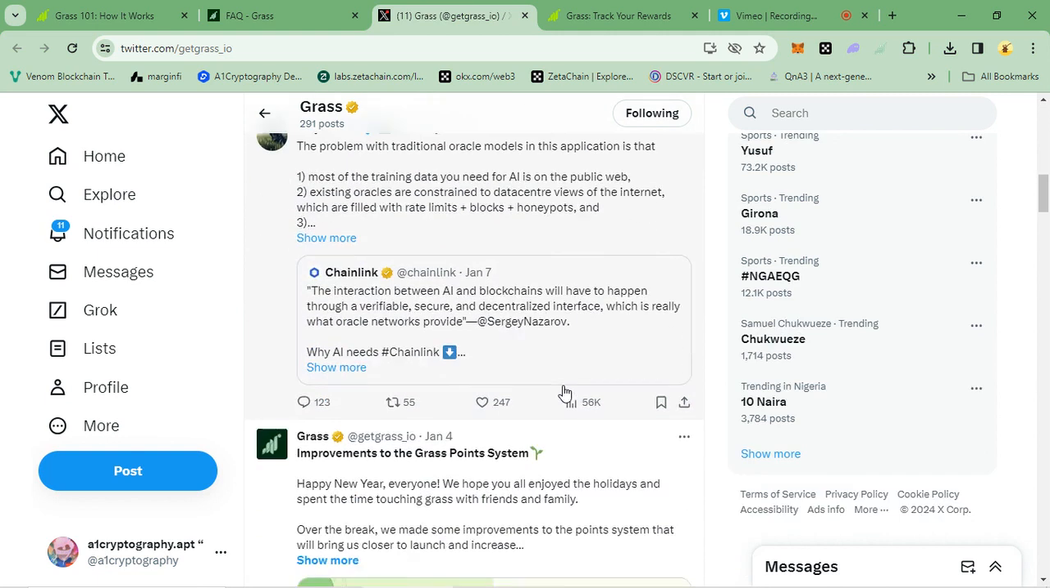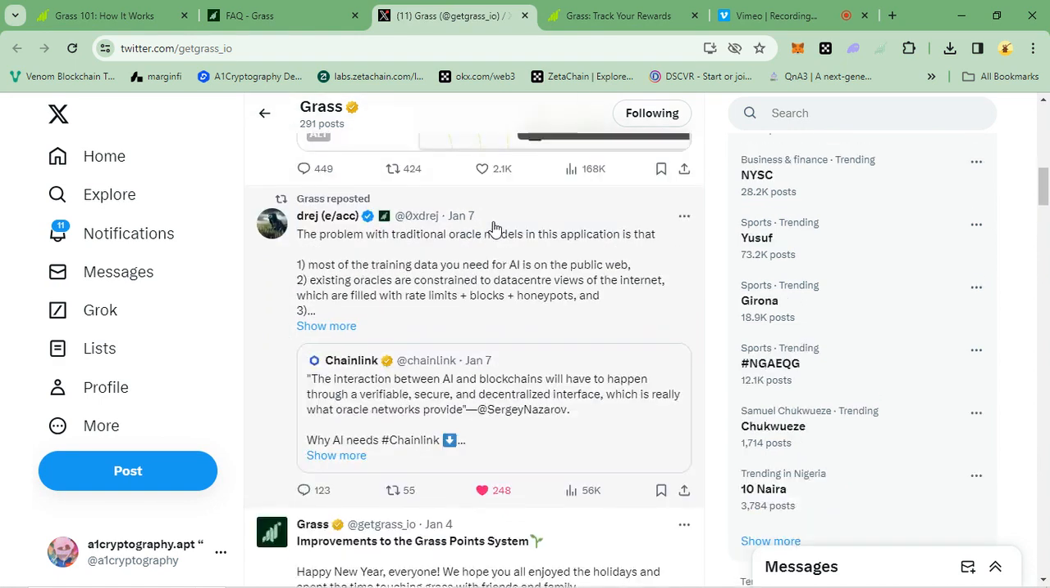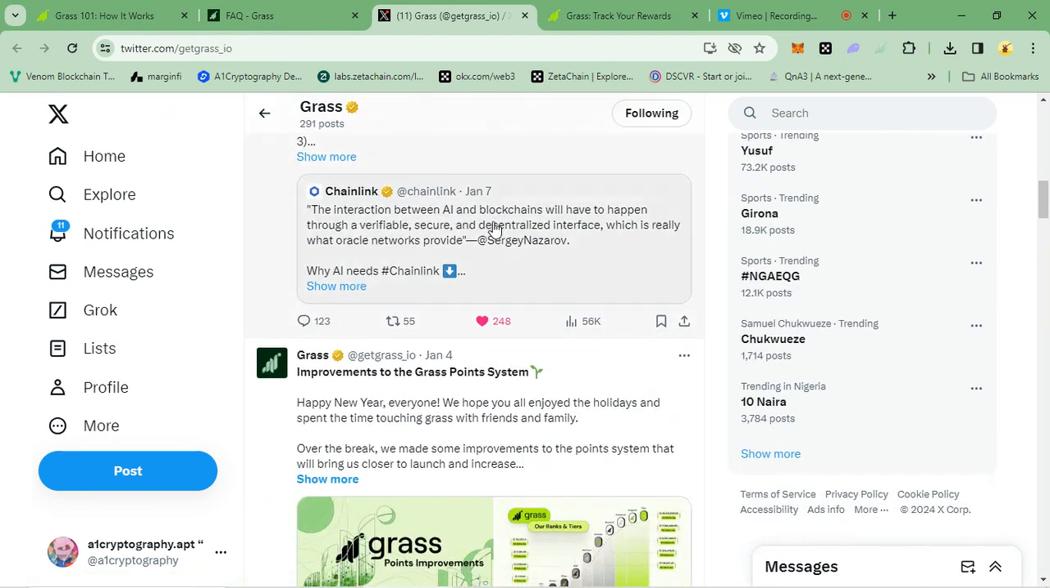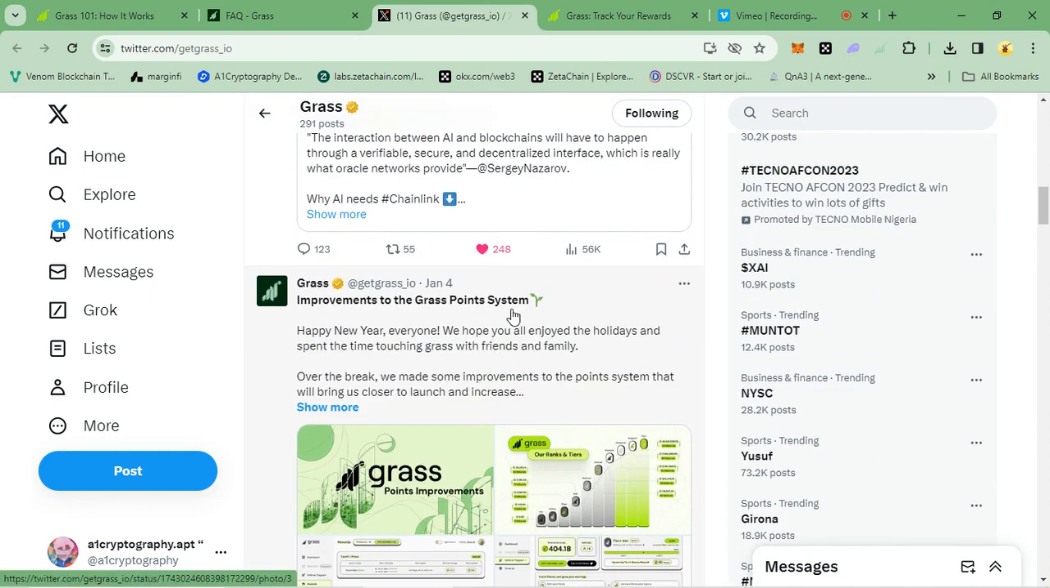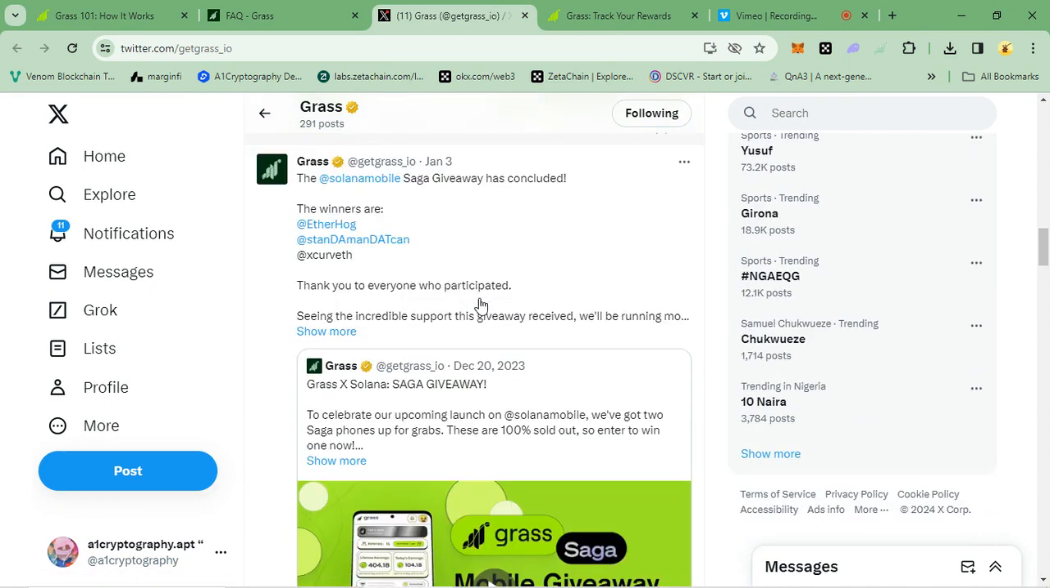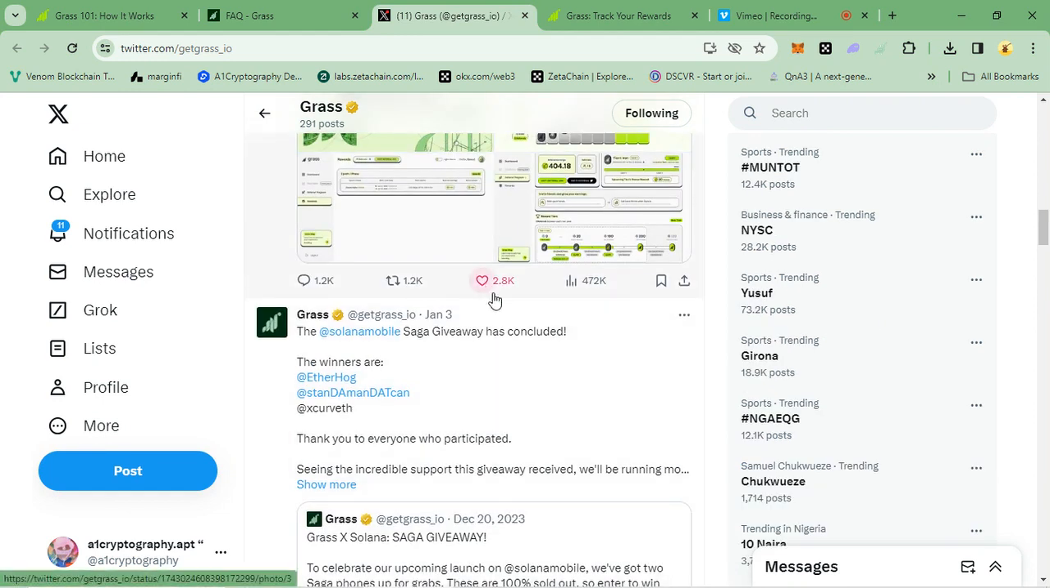And they have been active. Their last repost was on January 7th. We should be expecting more from them. So you can see, look at the reactions on their posts. This post was on January 4th, a couple of days back. That is 2.8k. That shows the community is active.